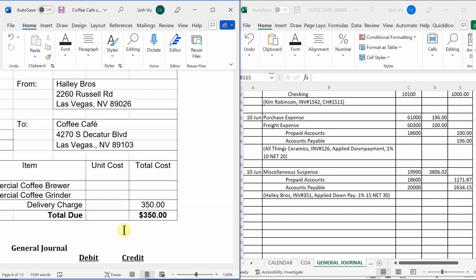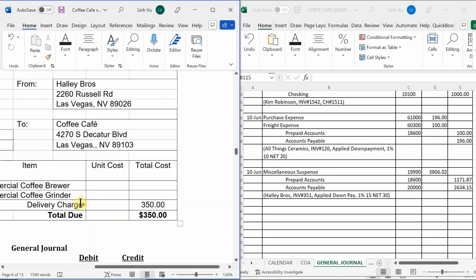Okay? Now, because the assumption here is the coffee brewer and the coffee grinder, right? They're commercial coffee brewers, coffee grinders, meaning they're gonna be bulky, they're gonna be big, and they're gonna be heavy. So, therefore, to save you some extra time on having to weigh them out, I say split the shipping cost in half, 50% to the coffee brewer, 50% to the coffee grinder. Okay? So that means out of the $350, you're going to separate those costs to the two assets that I purchased.